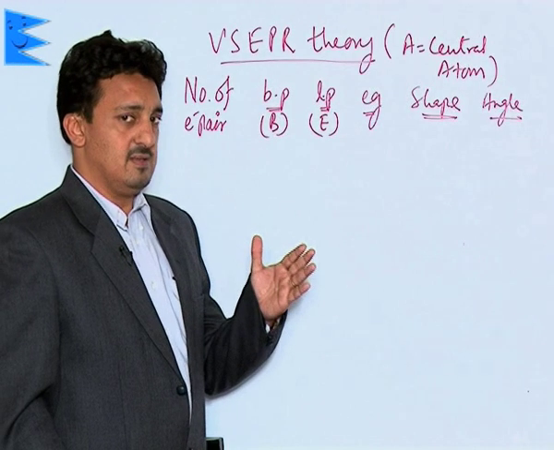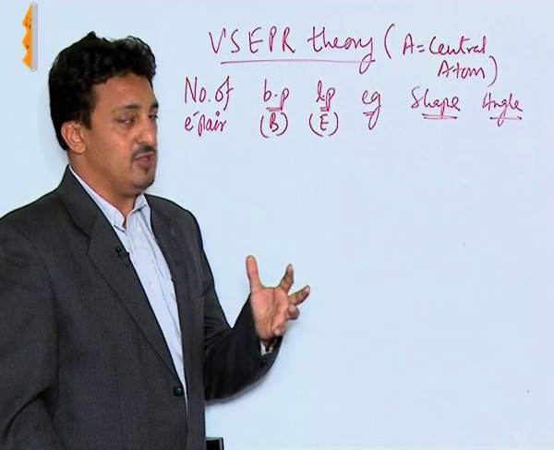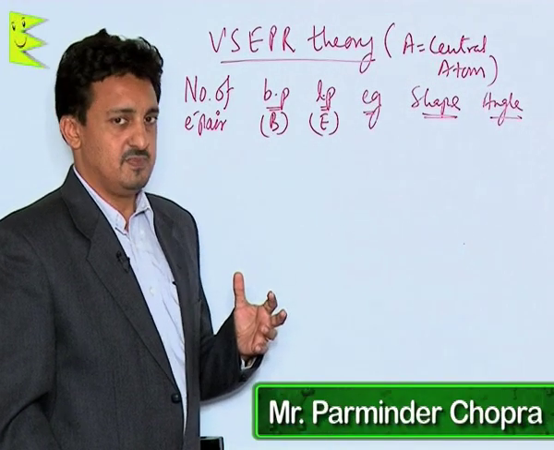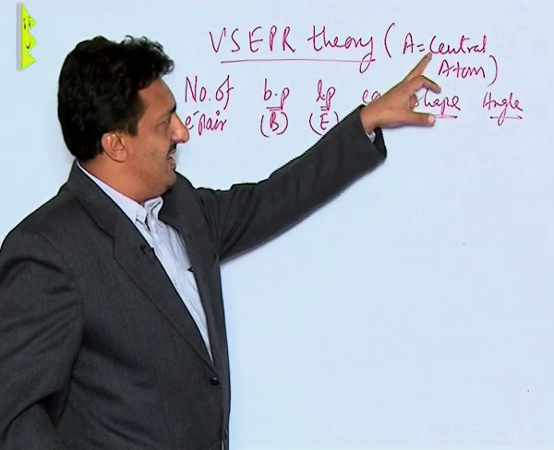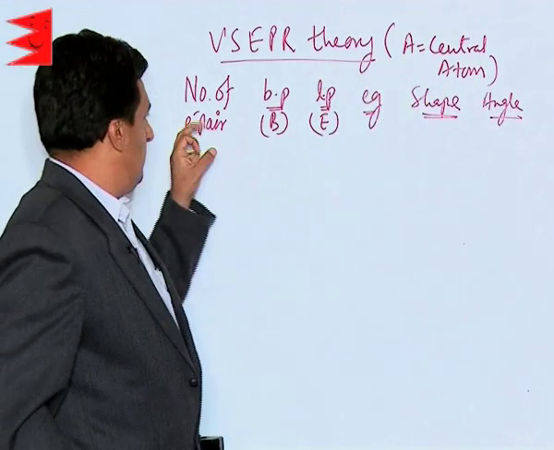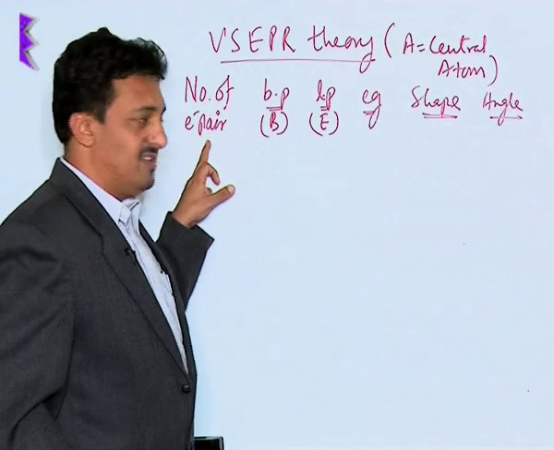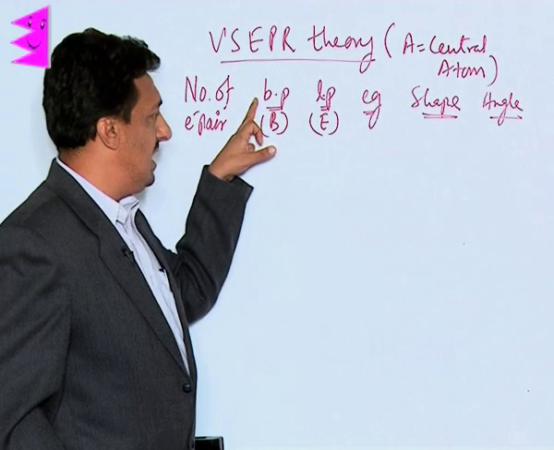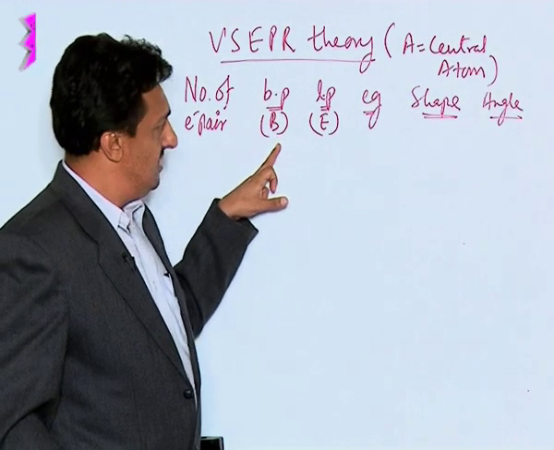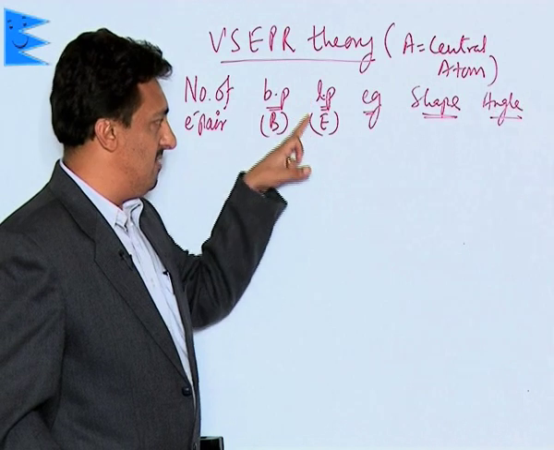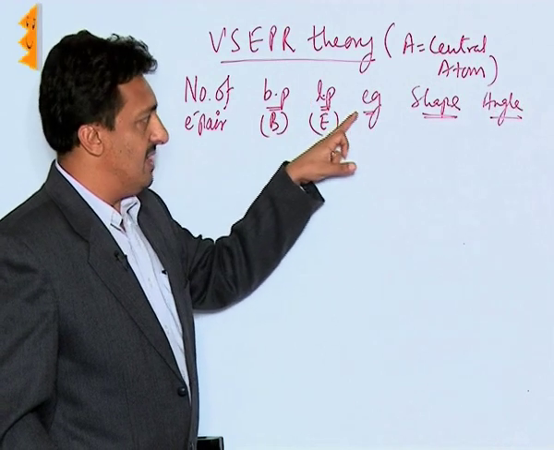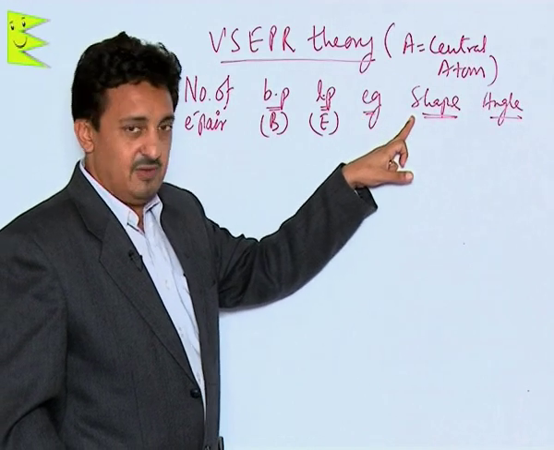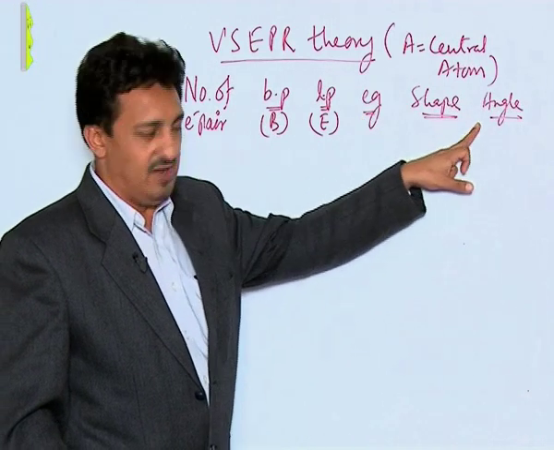Now let us study how we can predict the shape or the geometry of the molecular species as per the valence shell electron pair repulsion theory. In this, A is taken as a central atom. We will study how many electron pairs this central atom A has, out of which how many are bonded pairs, which will be called B, and how many are lone pairs, which will be called E. What are the common examples we have with this type of system? What will be the shape of such molecular species, and what will be their bond angles?